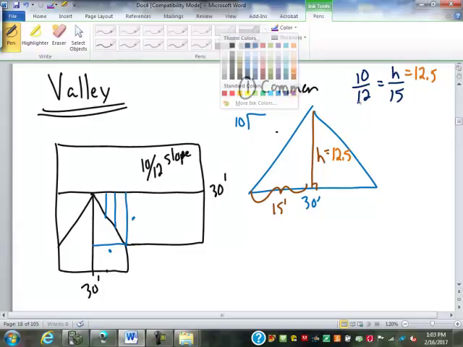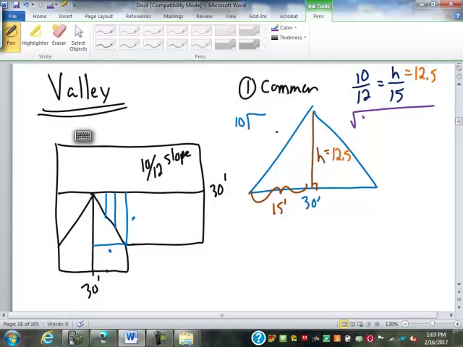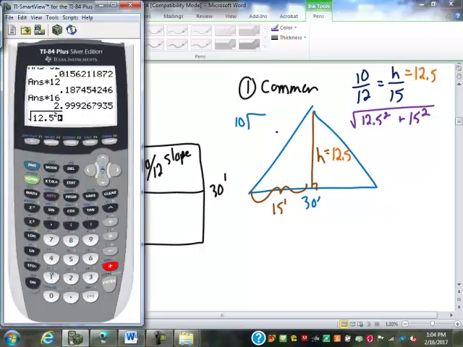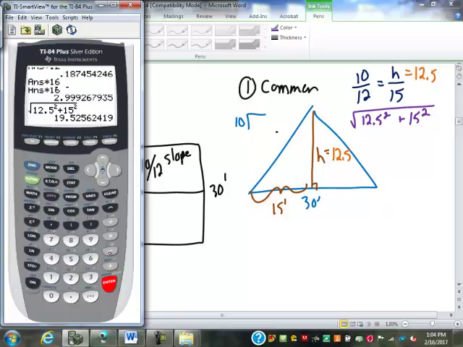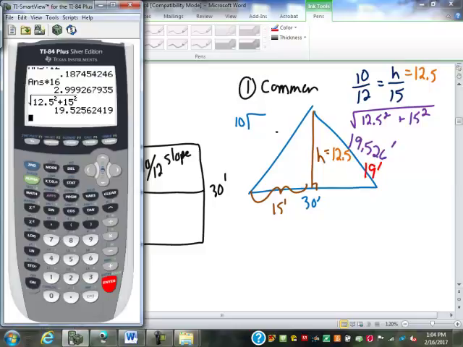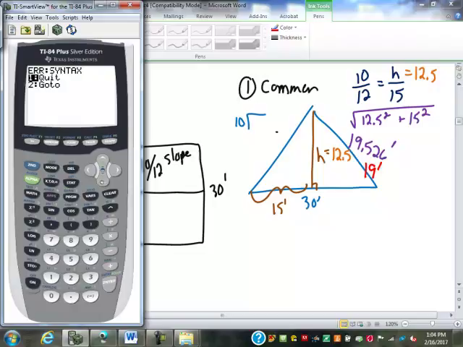So if that's 12.5, then J has to be the square root of 12.5 squared plus 15 squared. 19.526. Now I'm leaving it in the calculator because I am going to convert this. It's 19 feet. Now I'm going to do this. I'm going to actually store this. Oh, come on.